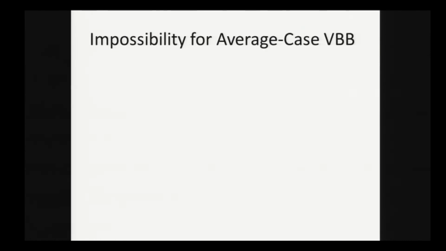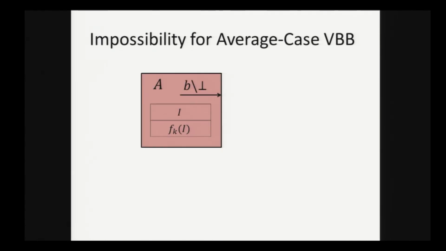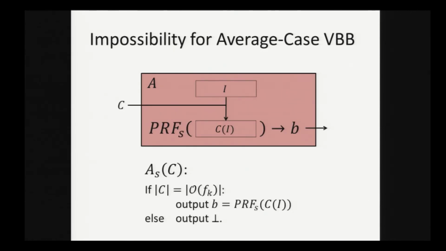So this was the impossibility for worst-case VBB. To get an impossibility for average-case VBB, we'll need to design an adversary that is independent of any specific function f_k. If before we hard-coded into the adversary the truth table of f_k, and had the adversary output the bit b on an input circuit that agrees with this correct truth table, the idea now is to define the bit b to be a pseudo-random function of the truth table. So the adversary will have some pseudo-random function hard-coded to it. This pseudo-random function has nothing to do with the function f_k that we're proving an impossibility for.